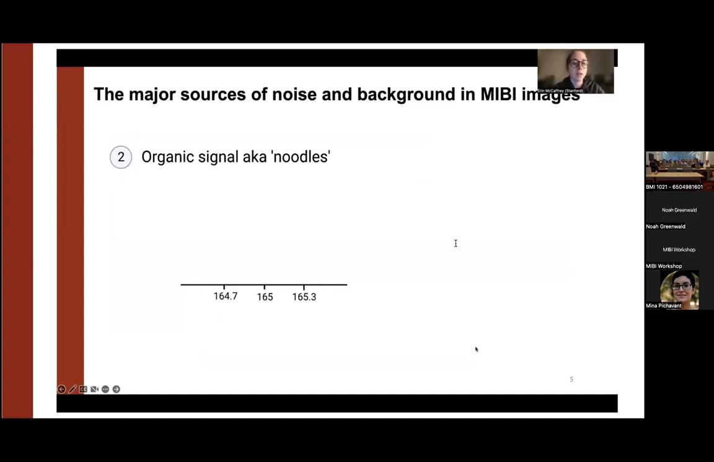Now, the second most prevalent source of background in our data is attributable to organic hydrocarbons, and we often call this noodles. So to break down where our signal is actually coming from in a given mass channel, I'll use the example here of mass channel 165. Now, when it comes to the isotopes that we've conjugated to our antibodies, these isotopes are in fact mass deficient. And what this means is that in the spectra, their signal will appear between mass 164.7 to 165.